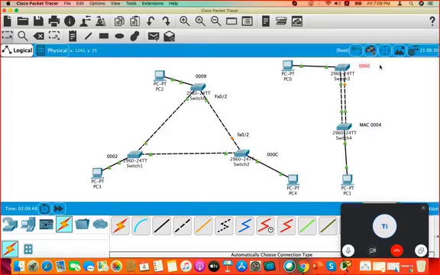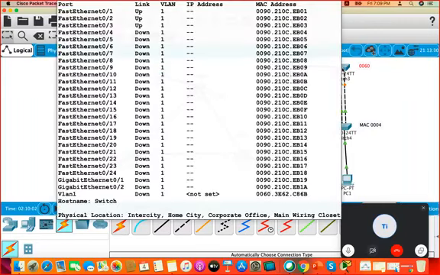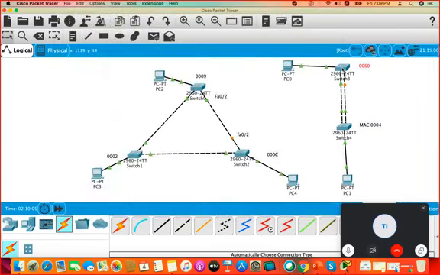And what about the priority? The first criterion to choose a root bridge is priority. In this case, the priority is the same, 32,768 plus the extension number. The extension number is your VLAN ID. So the priority is the same here, 32,768 plus one.